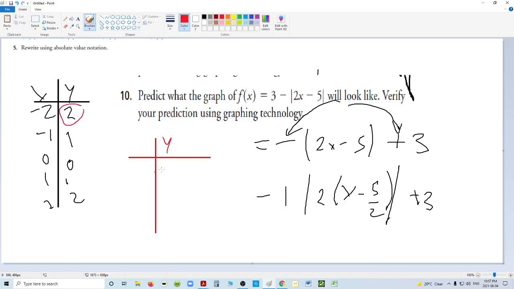So that's minus 2 plus 3 is plus 1. That becomes minus 1 plus 3 becomes plus 2. That becomes 0 plus 3, plus 3. And that becomes 1 times minus 1 plus 2. So we can see that this here is going to be the vertex now. And then the last one, 2 times minus 1 plus 3 is plus 1.